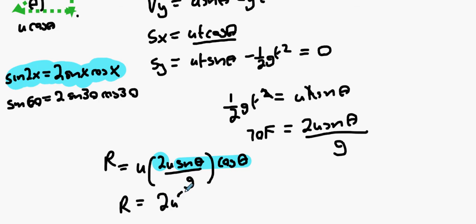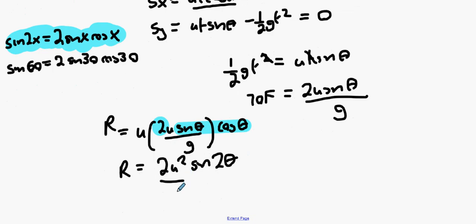2u squared sine 2 theta over g. Now, here's the issue. It talks about what angle you're going to use to maximize your throw. Would you agree with that? What angle you're going to use to maximize your throw. So, this part here doesn't matter. So I'm going to highlight the part that doesn't matter. Why does that part not matter? They're fixed variables, aren't they?